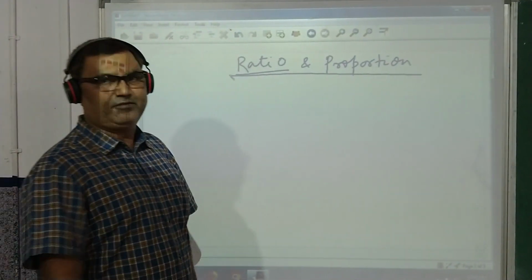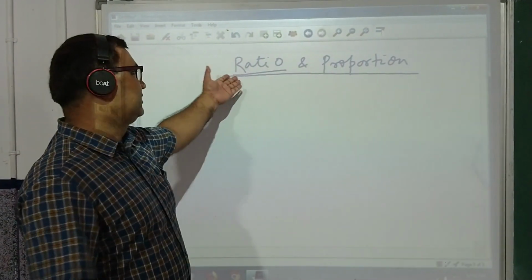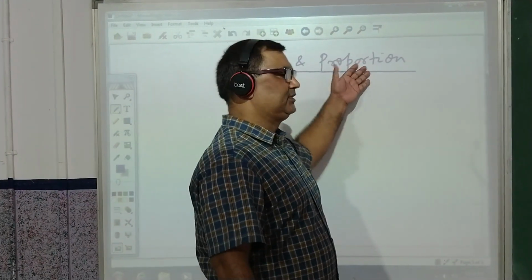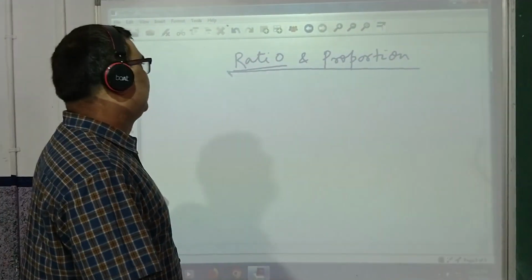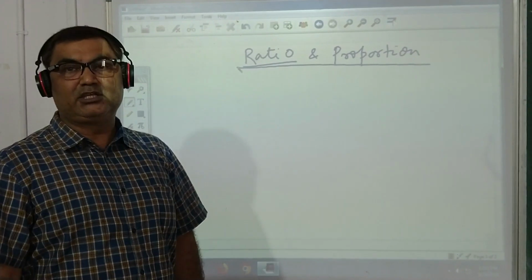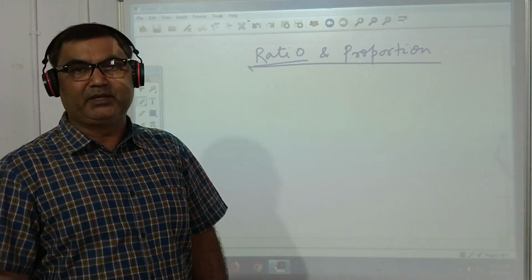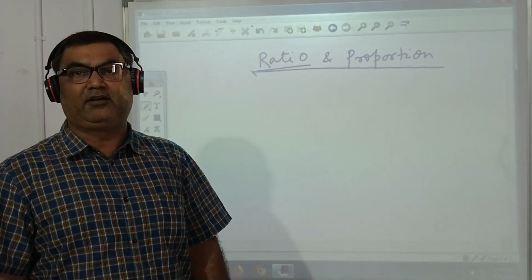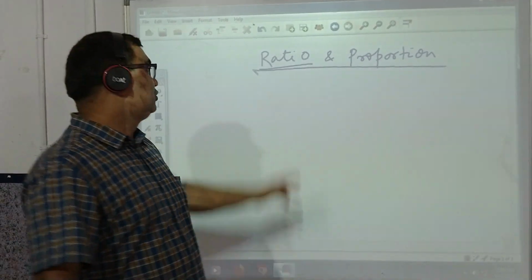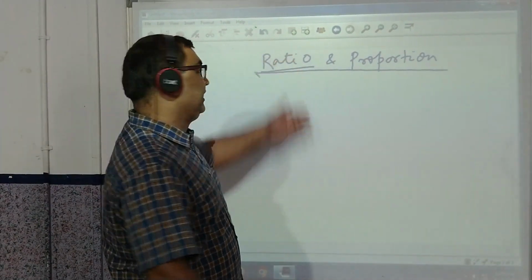The terms are very familiar to you. You know about ratio and proportion. I am just reminding you, what is a ratio? The ratio is the comparison between two quantities of the same kind.